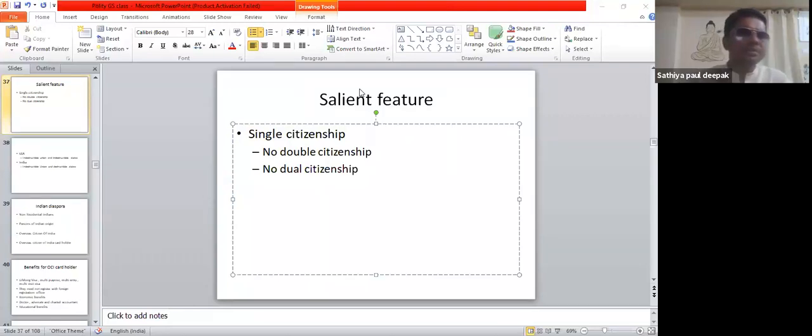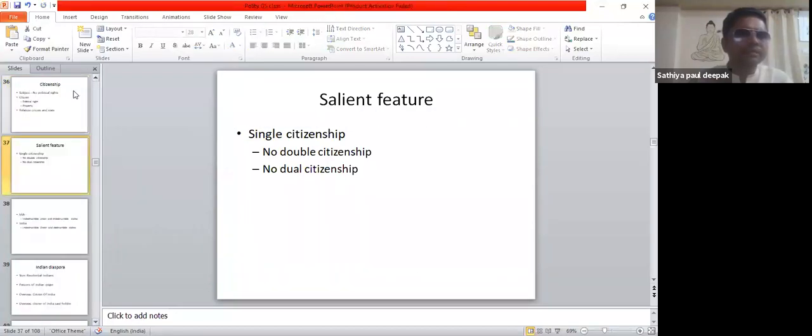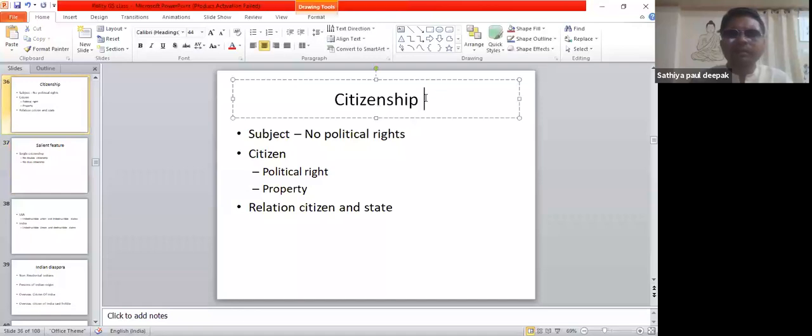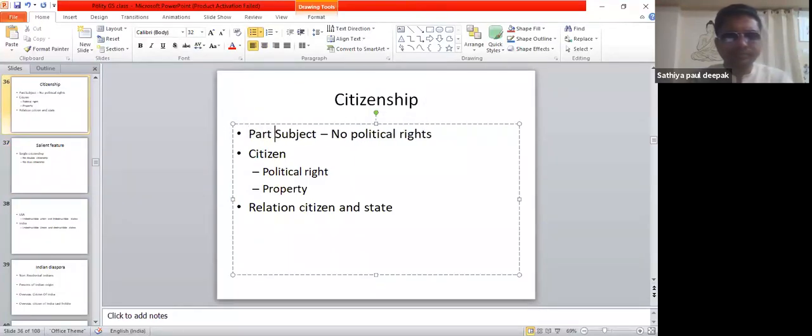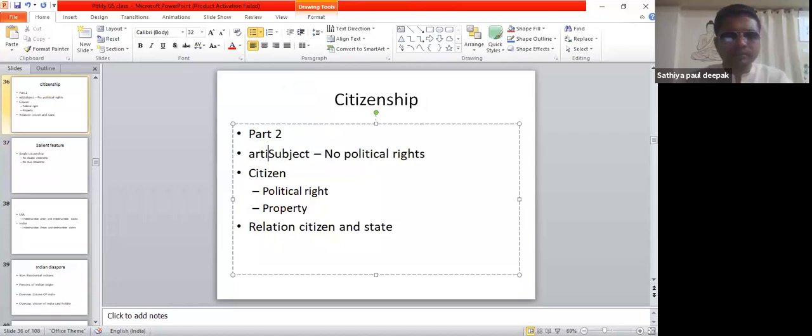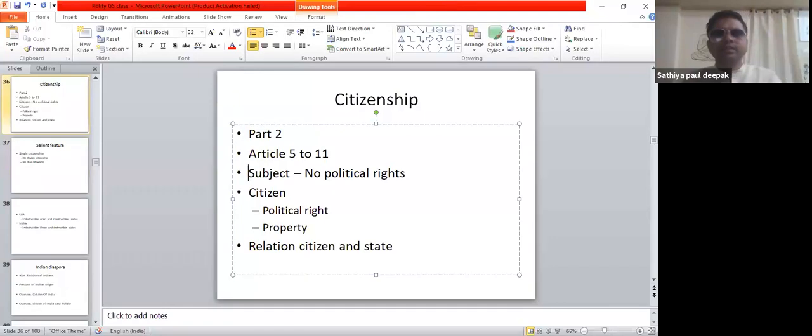What are the article numbers in the citizenship chapter? The citizenship chapter article numbers are Article 5 to 11. This is Part 2. See, in citizenship, the article numbers are not important. If you remember the ideas, that itself is enough. Just if you know that citizenship is Part 2, that is enough.